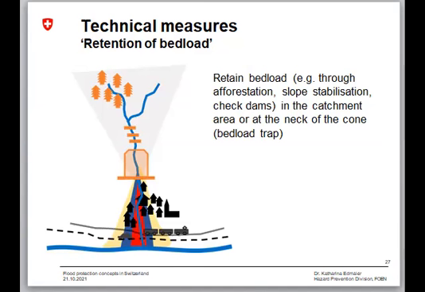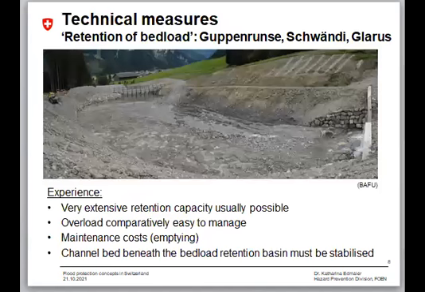Let's come to the retention of bedload, to the retention measures in general. So bedload can be retained either in the catchment above, so through afforestation, through slope stabilization or check dams, or at the neck of the cone in bedload traps. I want to give you also here an example. This is the example of the Guppenrunse in Canton of Glarus. It's a retention of bedload.